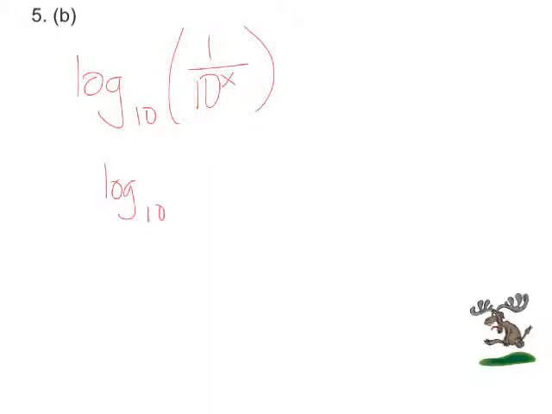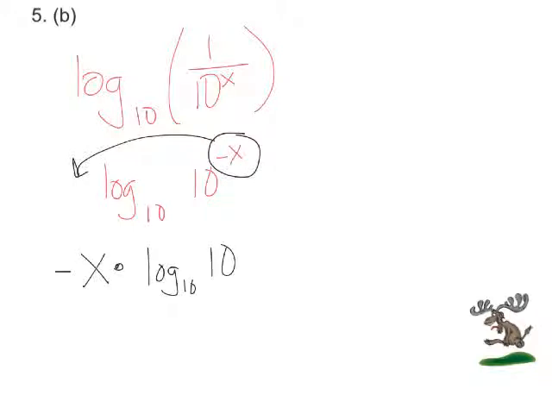5b is going to be pretty similar. What we have is log base 10 of 1 over 10 to the x. And with a little bit of manipulation to our argument, we could write this as 10 to the negative x. Remember, by moving our denominator up to the numerator, it changes the sign of the exponent. And again, we can bring our power down in front, and we get negative x times log base 10 of 10, which we know to be negative x times 1, or negative x.